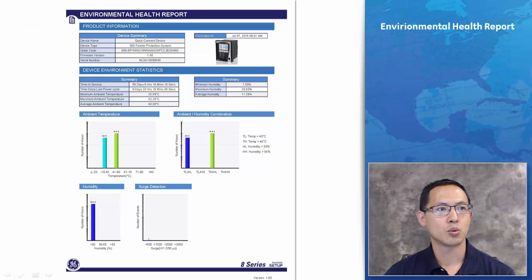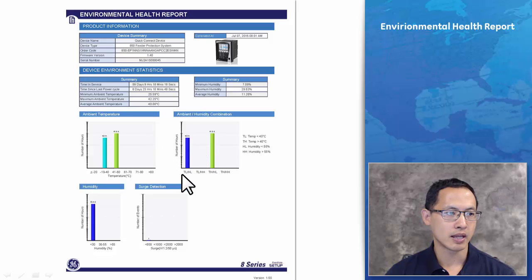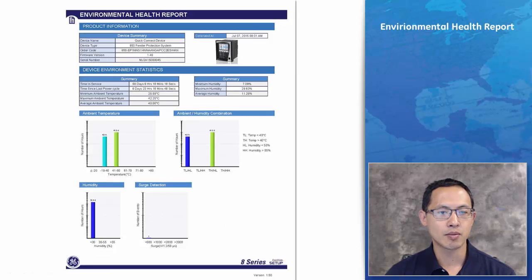And this is one example of the environmental health report, which records the ambient temperature, humidity, and also the surge and vibration.